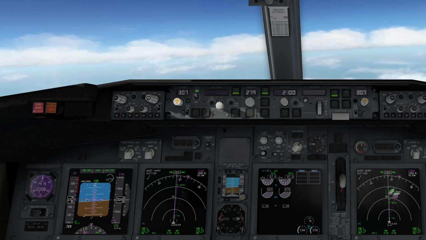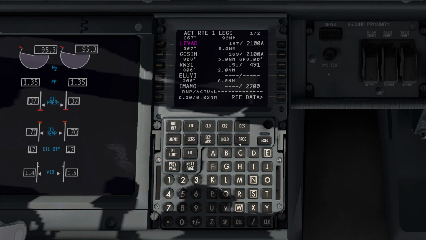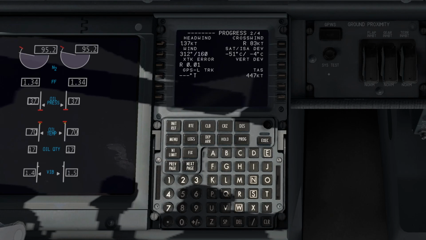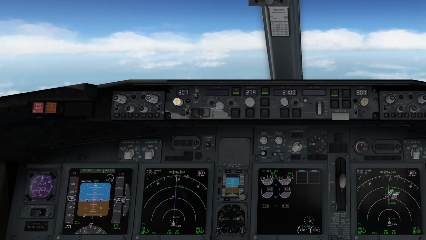So on this heading we have mostly a headwind, 160 knots, and the headwind component is 137 knots. Wow. And of course the ground speed is now less than 320 knots. Approaching the top of descent anytime soon, probably less than 2 miles.